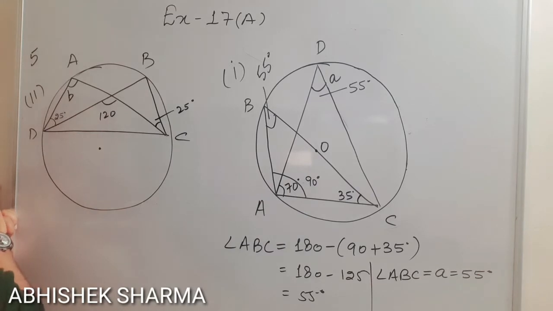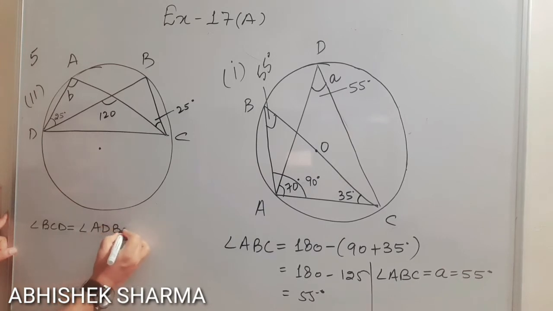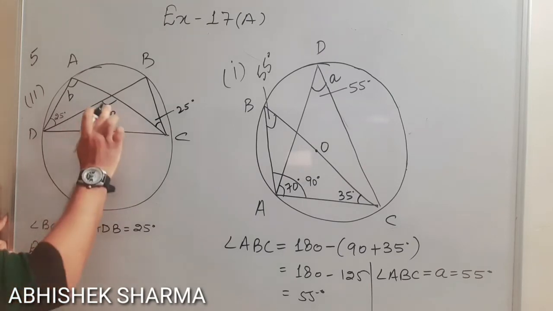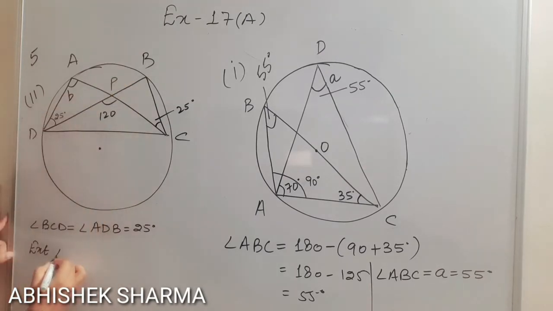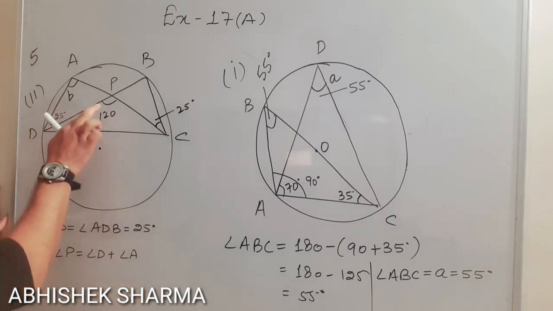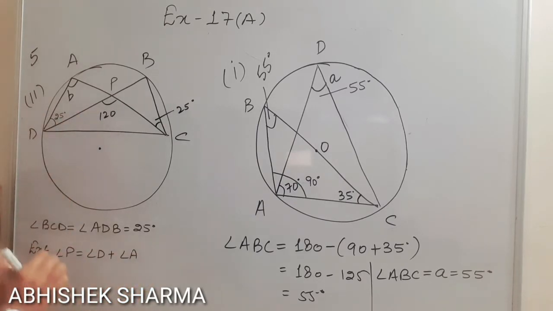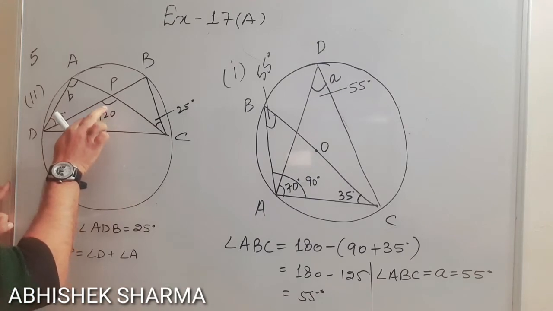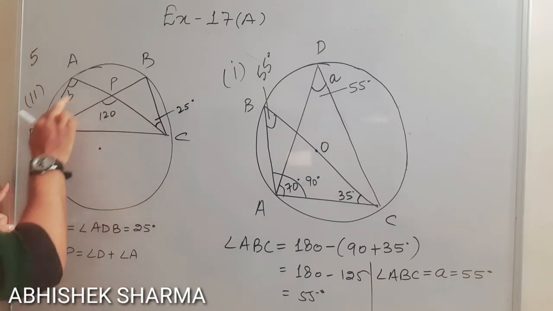Why? How is it possible? How did it become possible here? We can say ADB is equal to 25. The reason is that angles in the same segment are equal. Now, are you seeing this exterior angle property? If this exterior angle, let us say this angle is P, then angle P is equal to angle D plus angle A. This is the exterior angle property. Exterior angle property is what? That it is equal to the sum of the opposite interior angles.